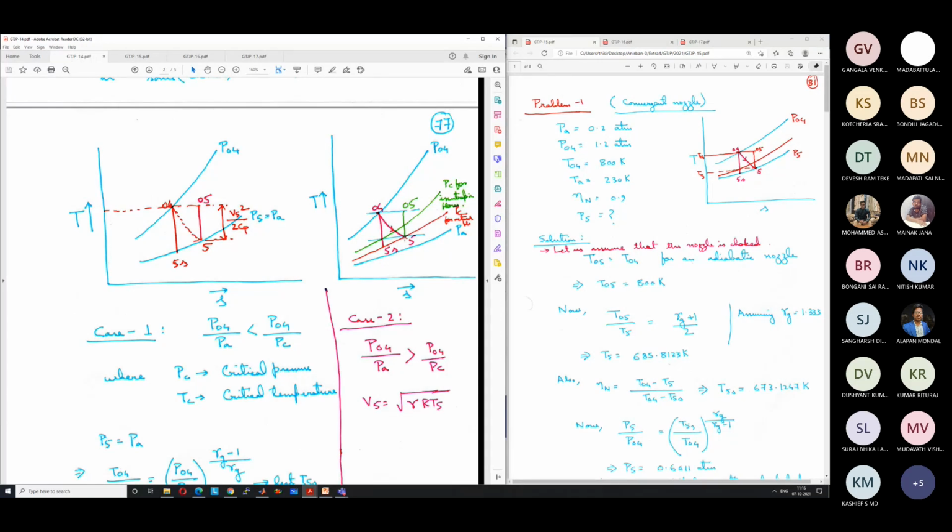Okay. So what happens is that ideally the nozzle should have expanded the fluid to point 5S at the same pressure, but because of frictional losses, the fluid is expanded to point 5. Okay. So at point 5, the temperature is equal to the critical temperature. Okay, at point 5, let me just open it on the other side.